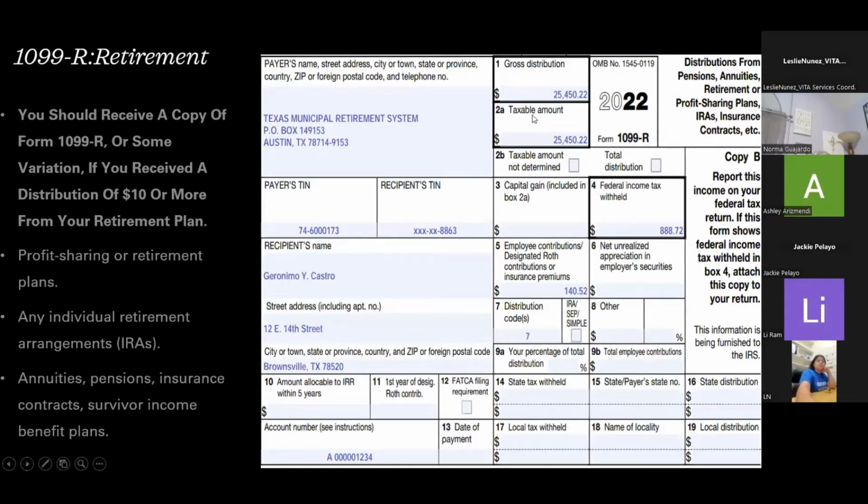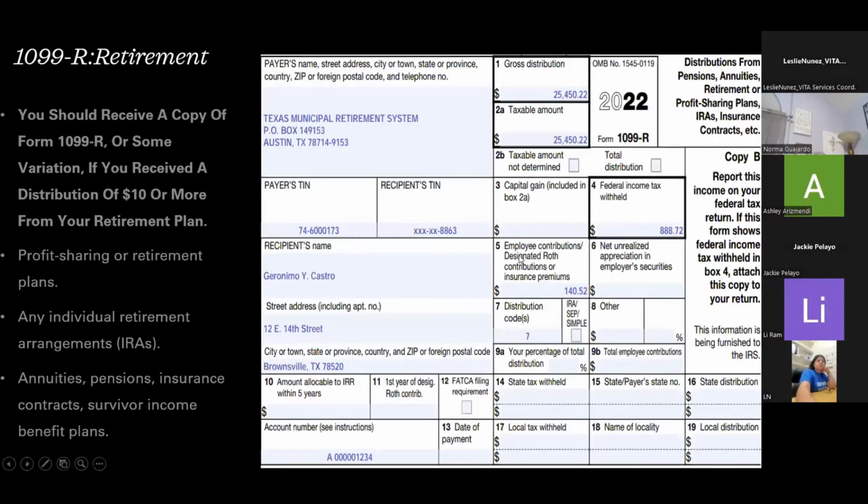Box 1 and box 2A are the ones that are usually filled in, and they let us know if the taxable amount is not determined, or if we have to figure that out. That would be for an advance, or if the total distribution box is checked. Usually the forms will come with one or the other marked, and whether federal income tax was withheld as well, because all of that makes a difference when putting it into the system and doing their tax return.